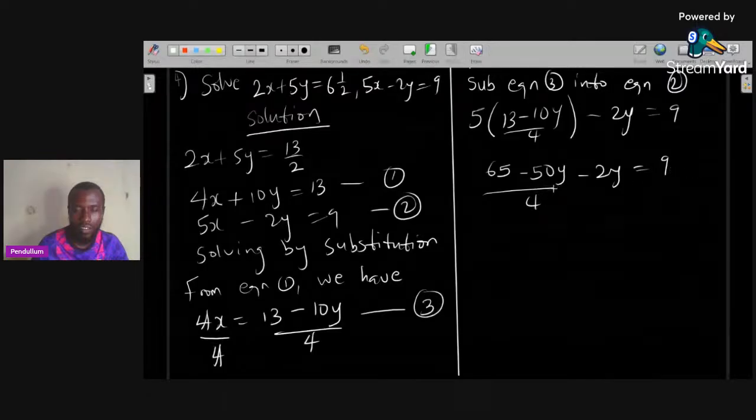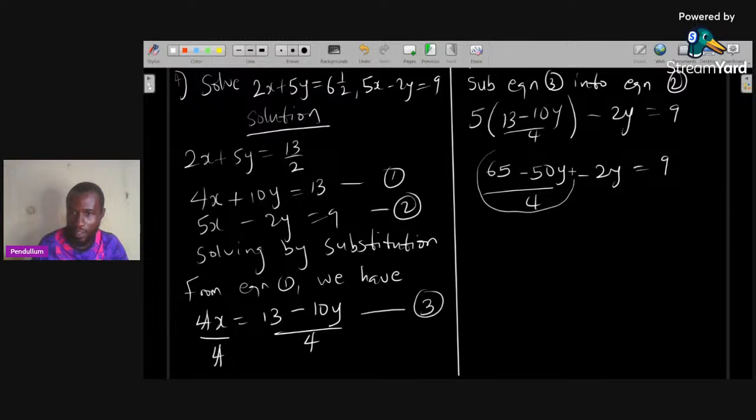All right. I multiply this 10 by 4, I multiply 2y by 4, I multiply 9 by 4. So if I multiply this first 10 here by 4, the 4 will cancel out itself. So I have 65 minus 50y, sorry. All right. Then minus 2y times 4 is minus 8y because 2 times 4 is 8. And then 9 times 4 is 36.